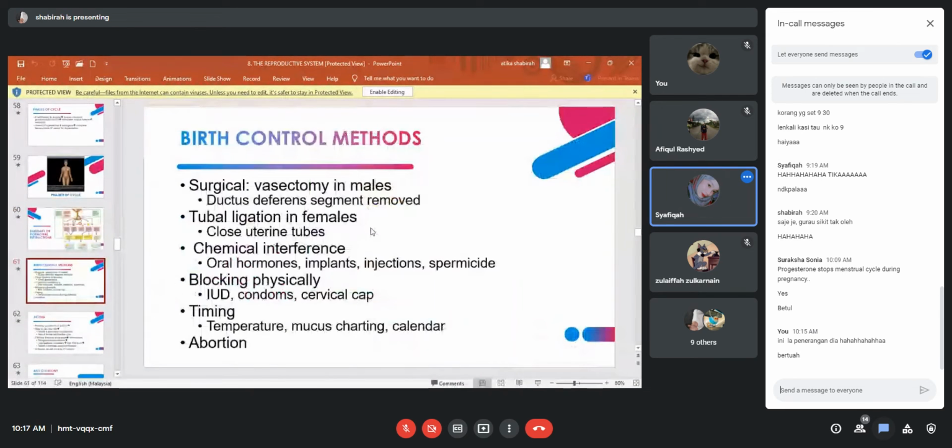Okay, next. Okay, so ni birth control method. Kita ada 6. Yang pertama, surgical, tubal ligation in females, chemical interference, blocking physically, timing and abortion. For surgical, dia vasectomy in males, ductus different segment removed. For tubal ligation in females, the closed uterine tubes. For chemical interference, oral hormones, implants, injection, spermicide. Blocking physically, kita ada IUD, condoms and cervical cap. And for timing, temperature, mucus charting and calendar, and also abortion.